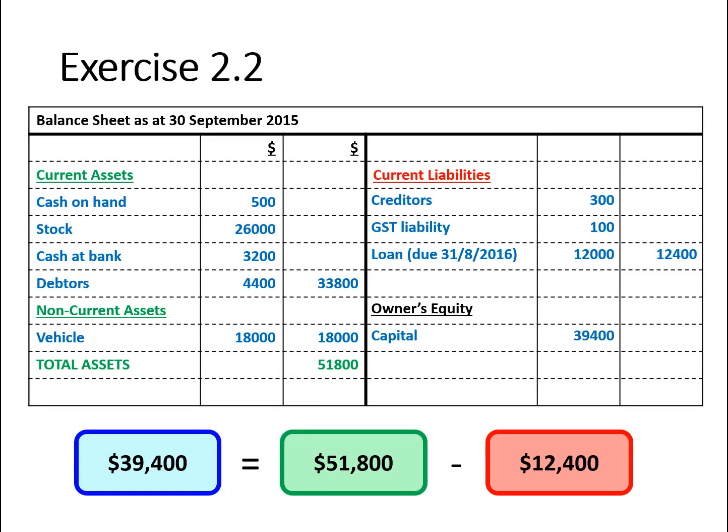Being the only number in the column, we'll then put it in the right hand column as well, and then we'll total up our liabilities and owner's equity, and that'll give us total equities of 51,800. So you can see that the two sides of the balance sheet balance, and therefore we've completed a successful balance sheet.